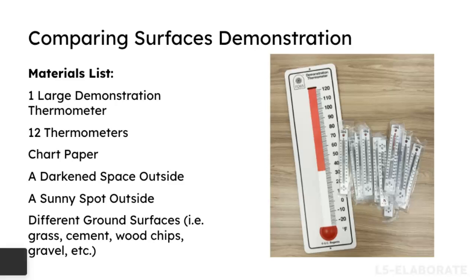In the Elaborate portion of the lesson, students will engage in a class demonstration to compare different surface temperatures in the sun. You will need to set up the Comparing Surfaces demonstration. The detailed procedure for this activity can be found in the teacher guide. On a sunny day, you will take students back outside and find a spot where you can compare temperatures in the sun and shade between different types of surfaces. From this demonstration, students will observe that the temperatures in the sun are warmer than the temperatures in the shade, even on different ground surfaces.